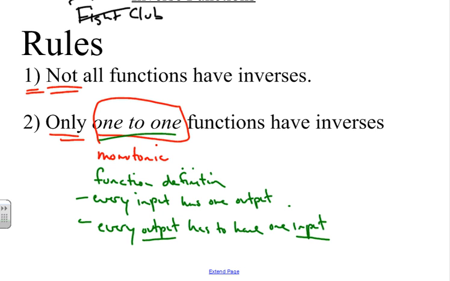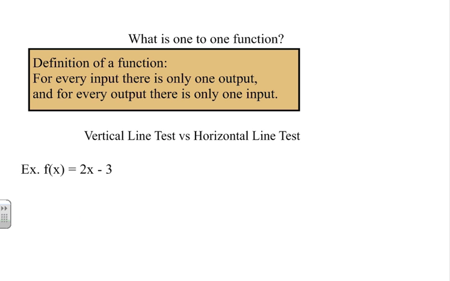That is what one-to-one means, and that's what monotonic means. Mono meaning one. So, how can you identify if you have a monotonic one-to-one function? What is one-to-one? Every input has one output, and for every output there's one input. There we have it. And how can you identify this?